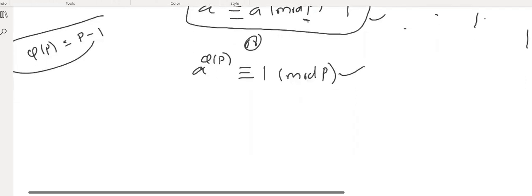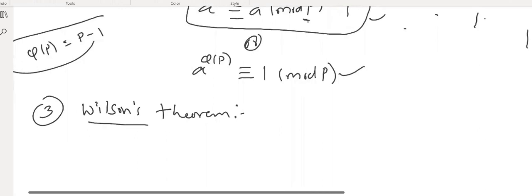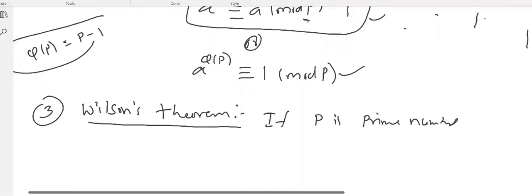Next, finally, Wilson's theorem. In the last class we discussed Wilson's theorem. Wilson's theorem says that if p is a prime number, then p minus 1 factorial is congruent to minus 1 modulo p. So Wilson's theorem is about factorials. P must be a prime number.